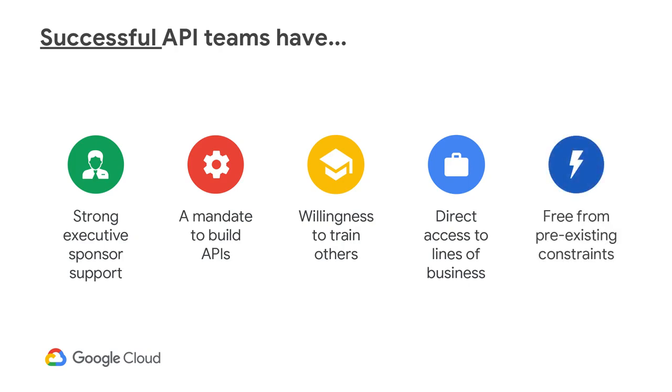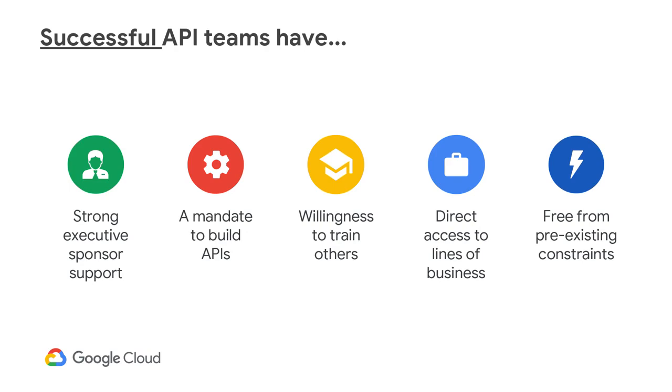Finally, the API team should be free from pre-existing constraints. As we mentioned before, the API team should thrive on innovation and not be constrained by outdated governance models or processes. In the world of APIs, time to market is critical, so welcome change rather than trying to fit it within an insufficient process.